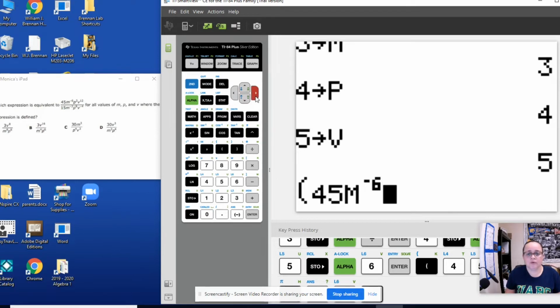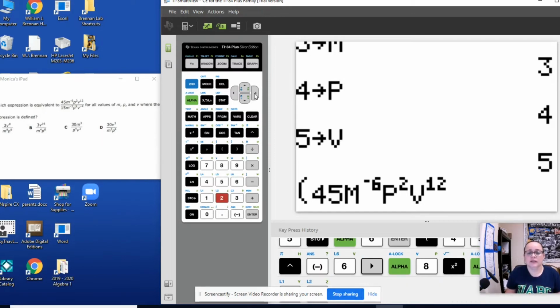And then arrow out of the exponent. Now we have p to the second power. So I'm going to put alpha p to the second power. The last one is the letter v. So I'm going to put alpha v. And this one is to the 12th power. So exponent 12. Get out of the exponent. Close my parentheses. Very good.